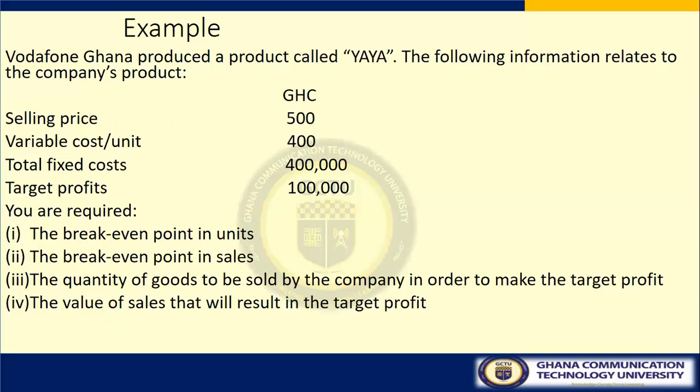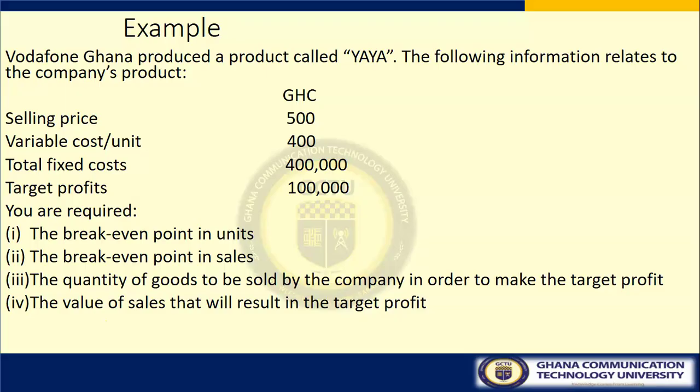Let's take an example. Vodafone Ghana produces a product called Yaya. The following information relates to the company's product. Selling price is 500 Ghana cedis. Variable cost per unit is 400 Ghana cedis. Total fixed cost is 400,000 Ghana cedis. And the target profit is 100,000 Ghana cedis. You are required to find the break-even point in units, break-even point in sales, the quantity of goods to be sold by the company in order to make the target profit, and the value of sales that will result in the target profit.